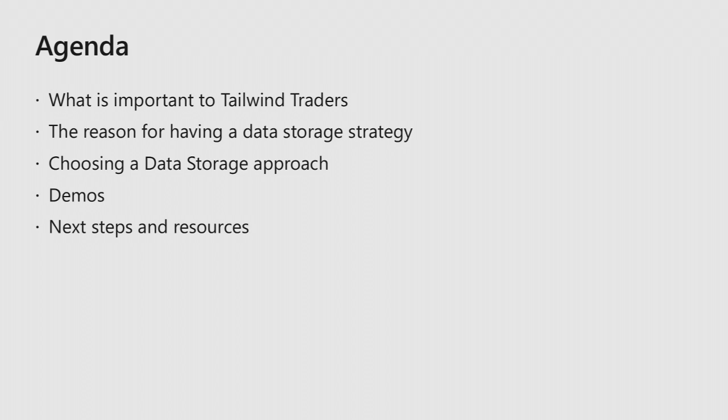We'll pivot into what's the reason for having a storage strategy. Why does it make sense? What are the things that it allows us to do easier? We'll talk about choosing a data storage approach. We'll look at some different types of data and some different ways that we can organizationally look at how we're going to consume data in order to be able to build better applications or to support applications better. And then we're going to jump right straight into the demos. We'll close out with some next steps and some resources.